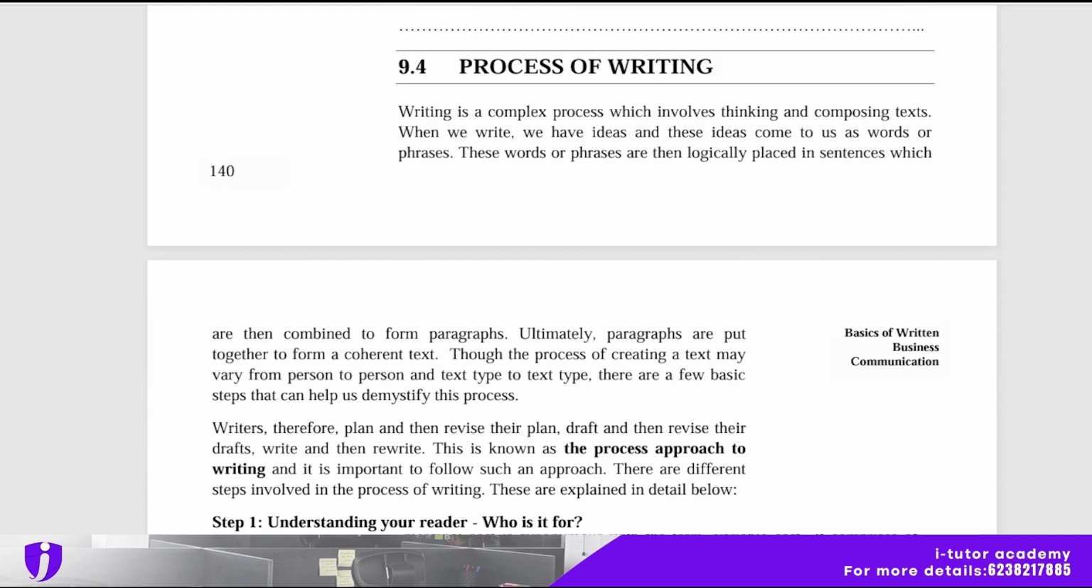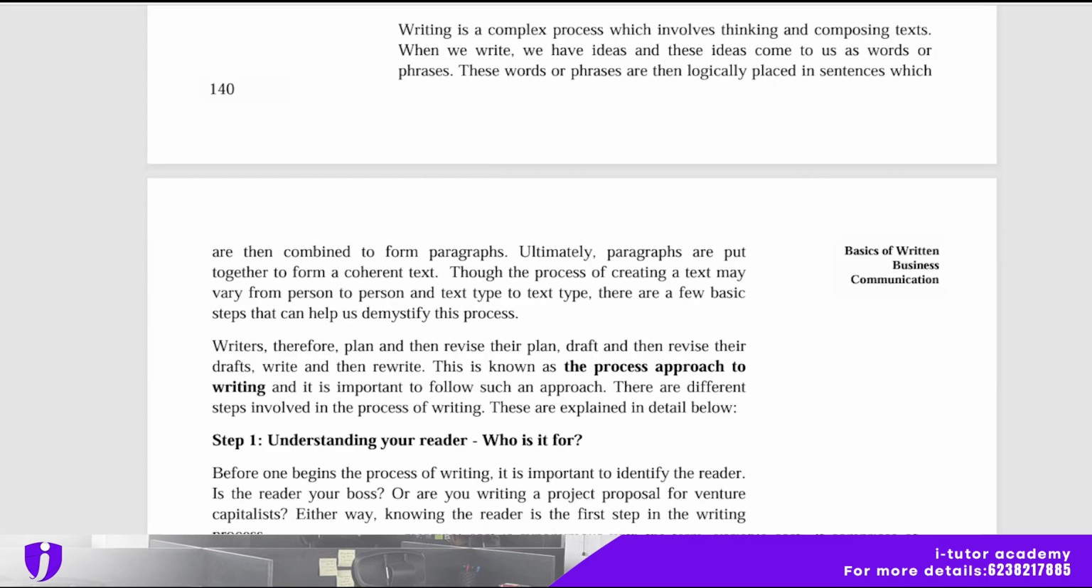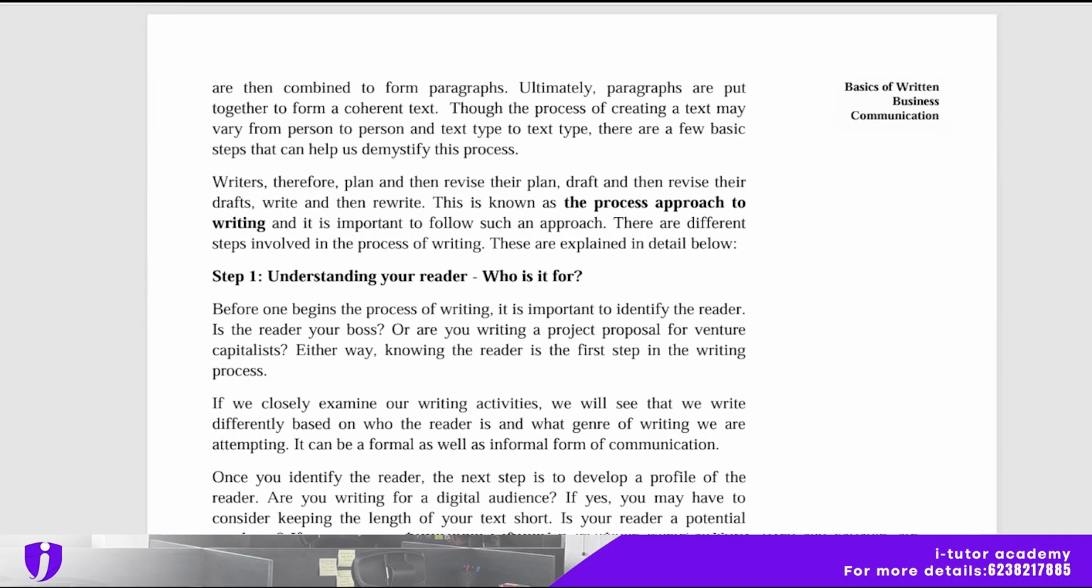And the next is process of writing. What is process of writing? Writing is a complex process which involves thinking and composing text. When we write, we have ideas, and these ideas come to us as a word or phrase. So these words or phrases are then logically placed in sentences, which are then combined to form a paragraph. Ultimately, paragraphs are put together to form a coherent text.